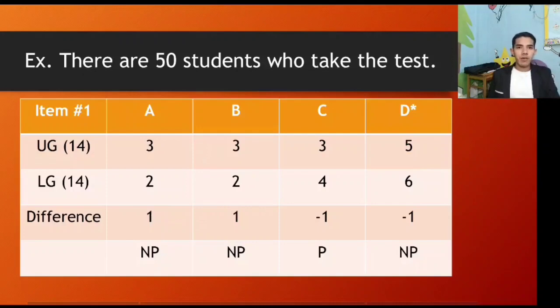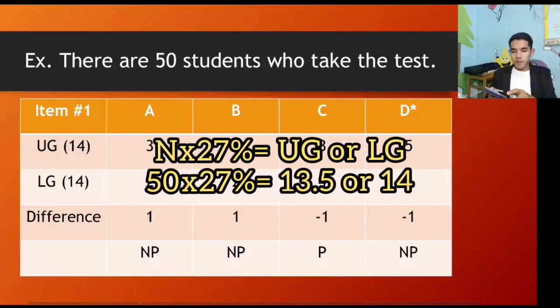But we have the upper group and the lower group, yung UG and LG. In order for us to know the upper group or lower group, we have to multiply by 27%. Okay? The 27% is constant, hindi po nagbabago. Yun po yung way para makuha yung number of students in the upper group and the lower group. For example, there are 50 students. You can use your calculator to find the 27%. So you have to multiply 50 times 27%.